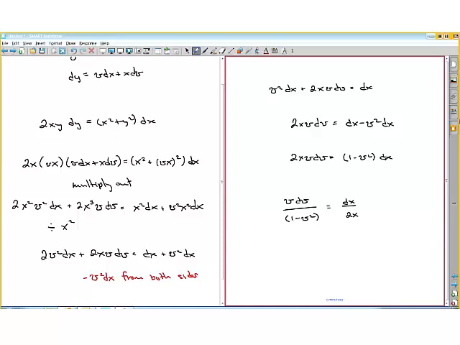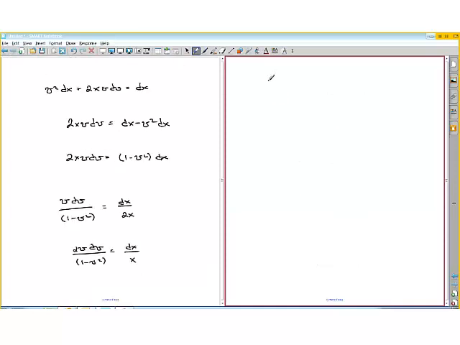But we're going to go ahead and finish it off just to show you how it works. So actually, what we're going to do is multiply by 2. So we're going to have 2v dv over 1 minus v squared is equal to dx over x. And then you integrate both sides of that, just like we do a normal separation of variables. So when you integrate this, this one's going to be the natural log of x. We'll add our arbitrary constant c.